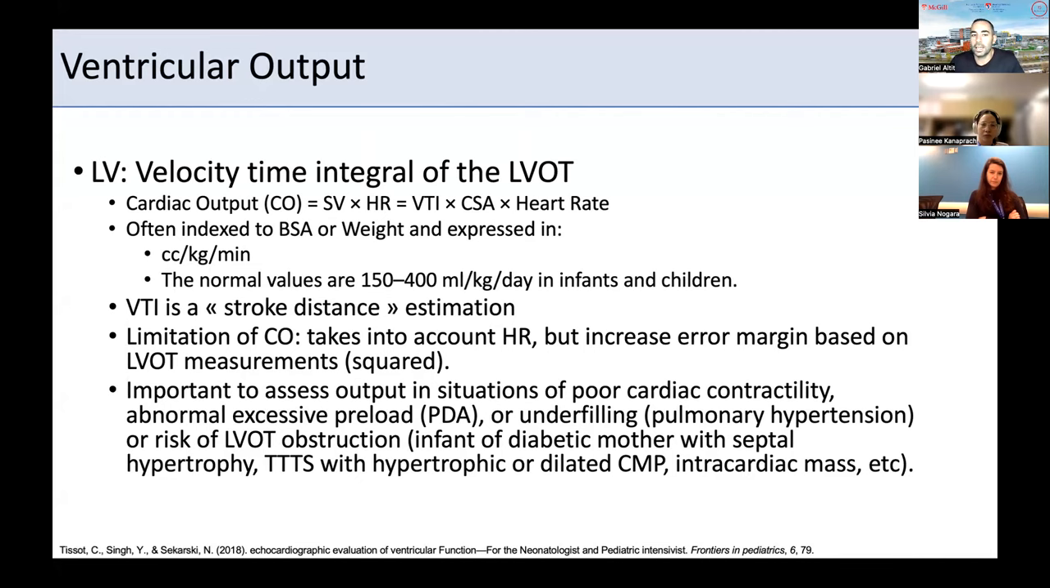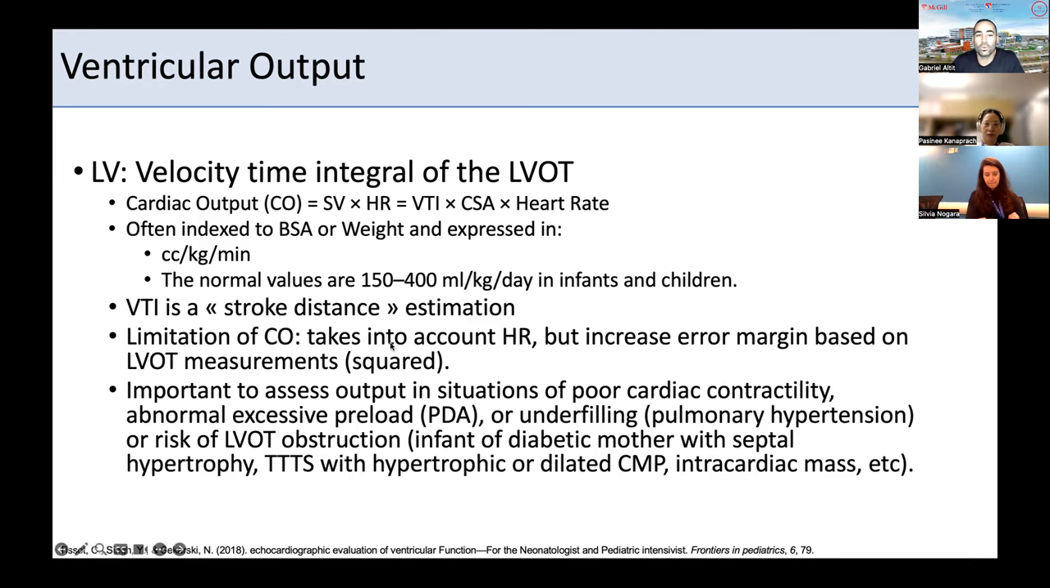If you start having more than 350, more than 400, it's probably that there's very high output. So we see that, for example, with big, big PDAs. And if you have lower than 150, it's probably that your LV or your RV has difficulty in sending output into your outflow tracts.